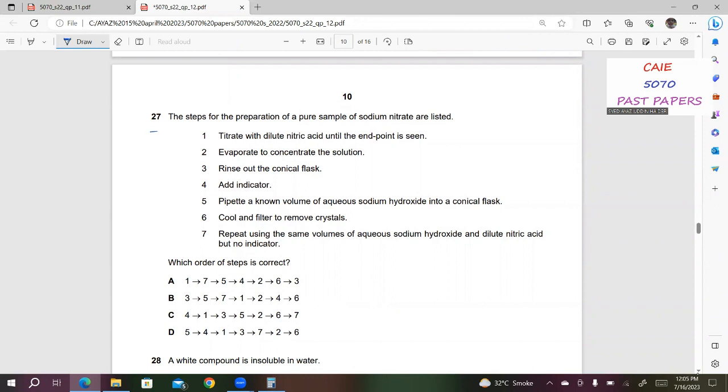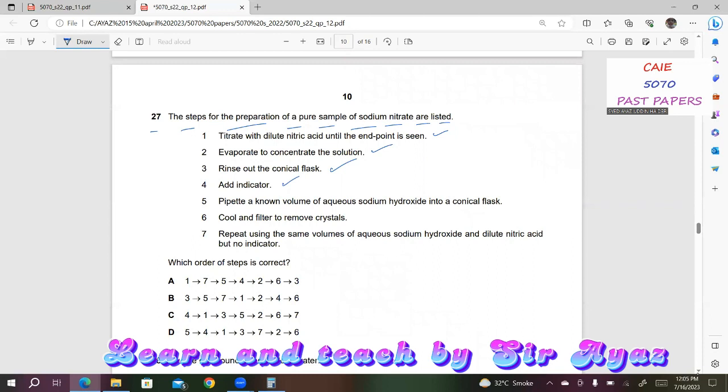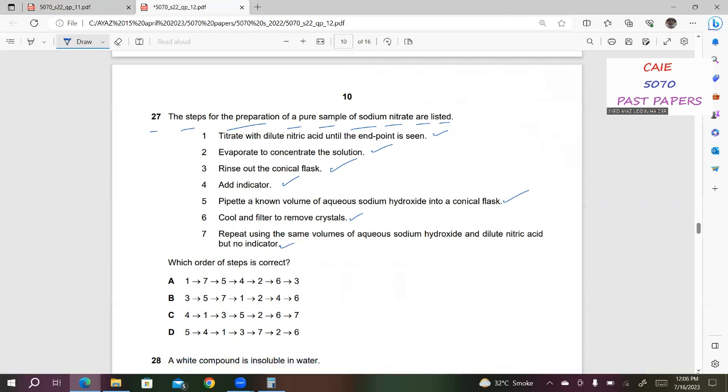Number 27. The steps for the preparation of a pure sample of sodium nitrate are listed. Number 1, titrate with dilute nitric acid until the endpoint is seen. Number 2, evaporate to concentrate the solution. Number 3, rinse out the conical flask. Number 4, add indicator. Number 5, pipette a known volume of aqueous sodium hydroxide into a conical flask. Number 6, cool and filter to remove crystals. Number 7, repeat using the same volumes of aqueous sodium hydroxide and dilute nitric acid, but no indicator.